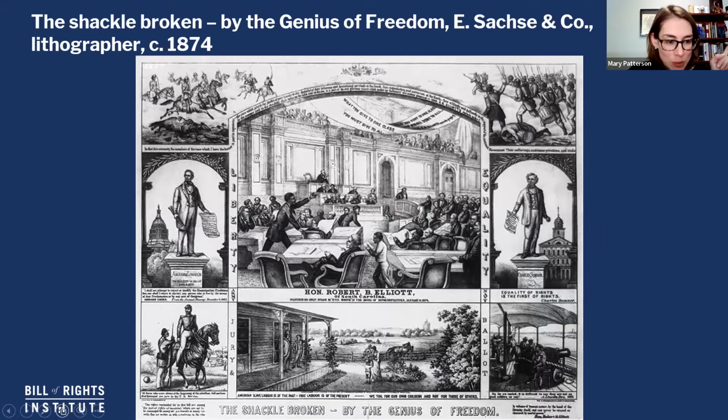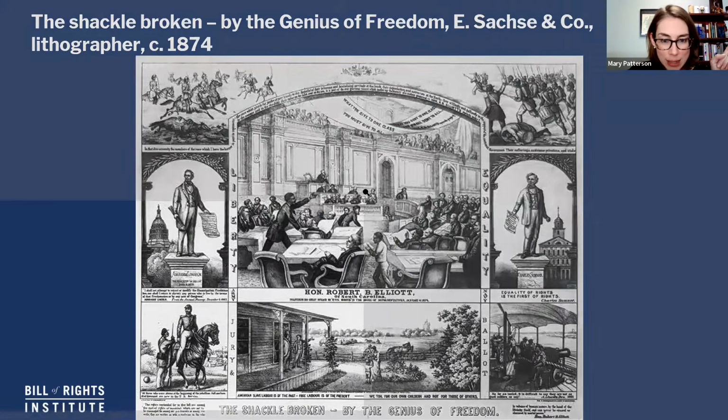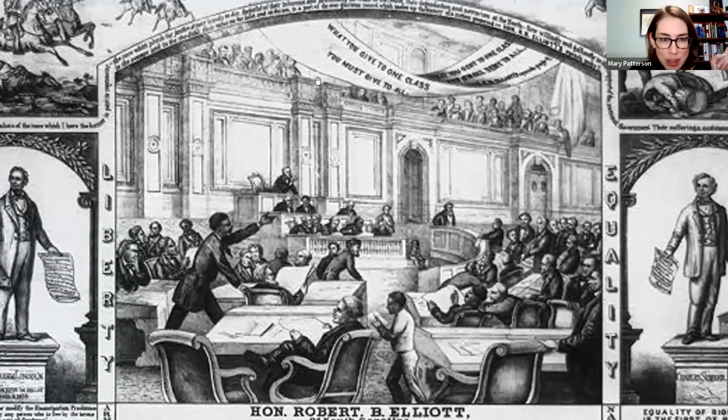So I am going to start by focusing in right here. So the Honorable Robert B. Elliott is a congressman. He's a congressman from South Carolina, and he's actually representing the same district that John C. Calhoun represented. So you may remember him in US history. He was the guy who writes that slavery is a positive good. Now you have this man, an African-American man, representing that same area in the United States Congress.